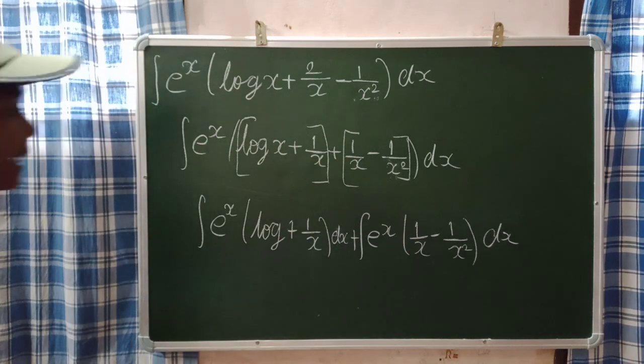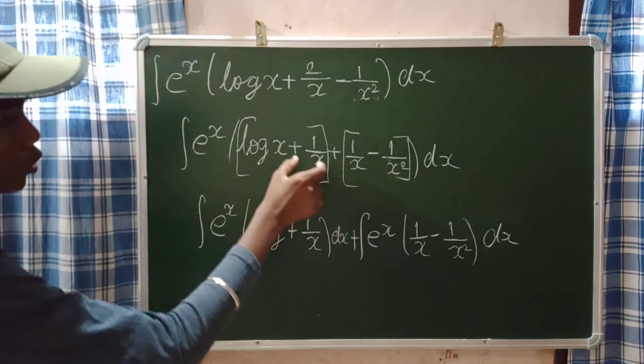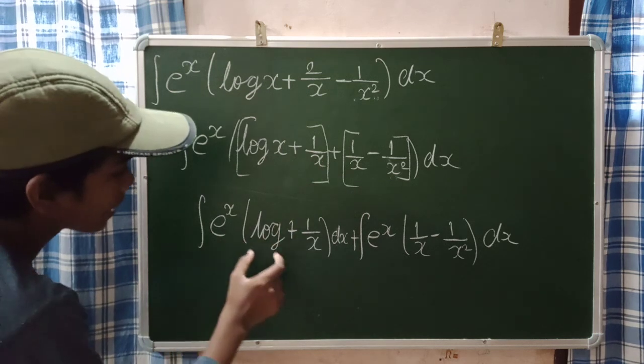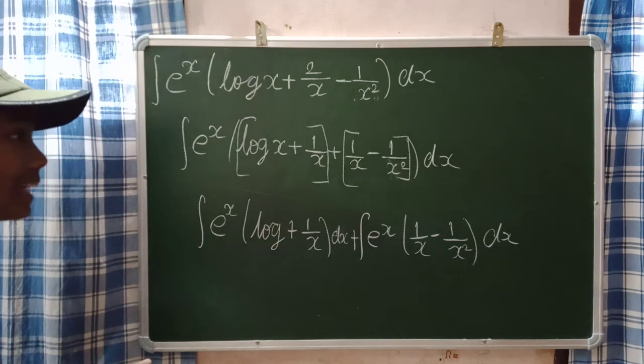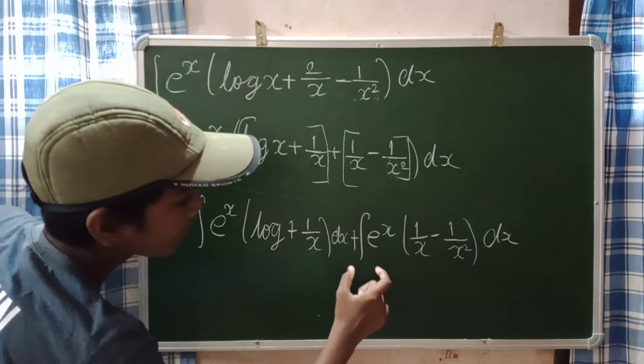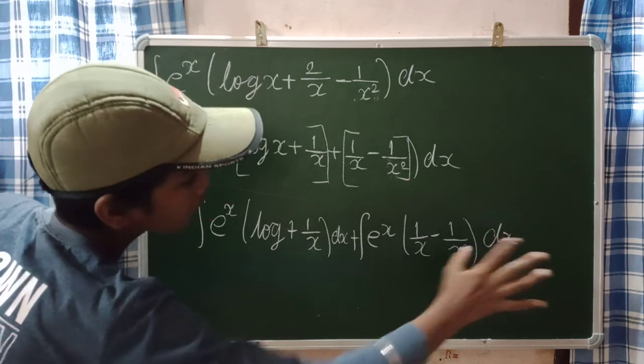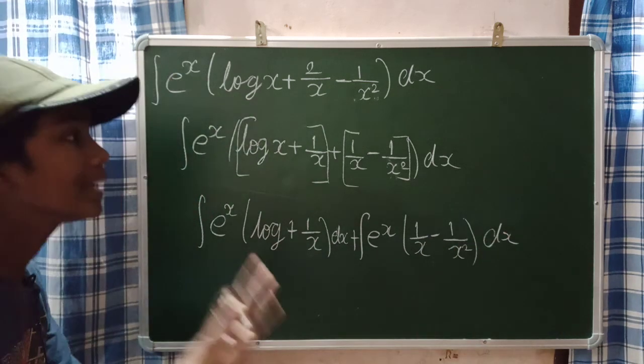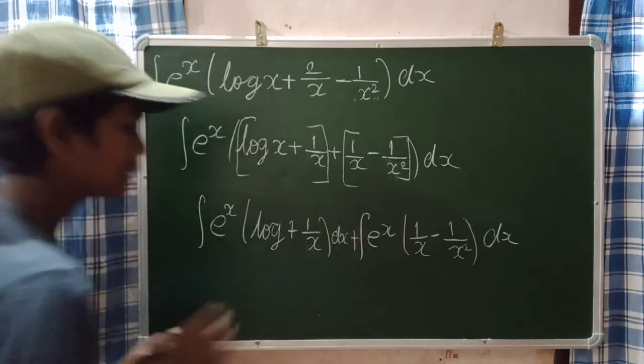I split the integral as integral of e power x of (log x plus 1 by x). I split it like that. Again, for the other one also, I split it as integral of e power x of (1 by x minus 1 by x square) dx. I just split the integral based on the respective parts.